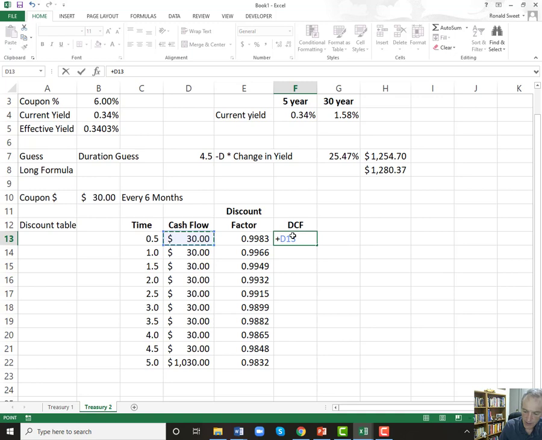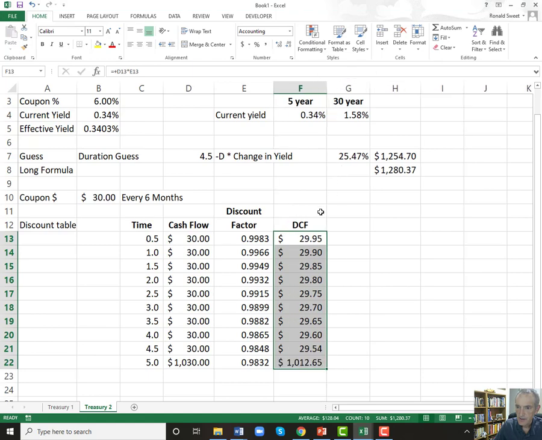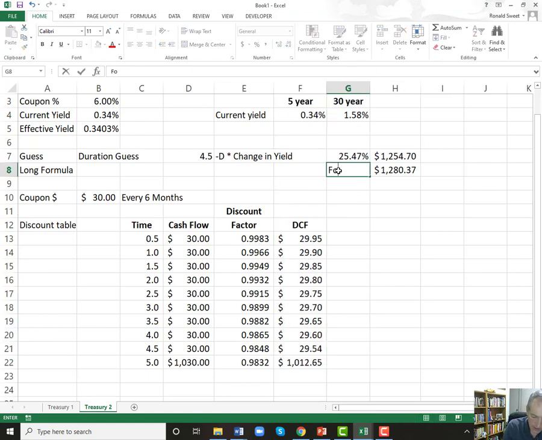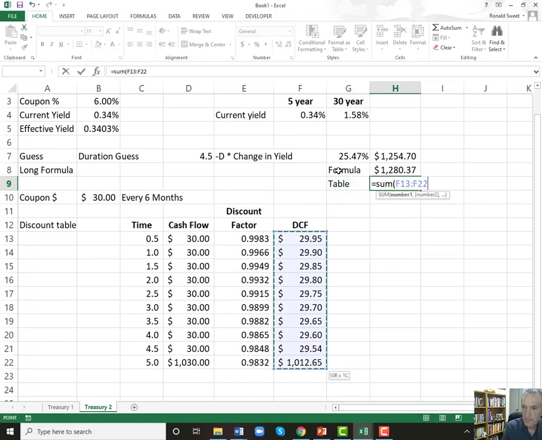So then just multiply across. So $30 6 months from now, when the discount rate's only 0.34%, it's worth only 5 cents less than $30. Essentially the same. And so that gives me a price. So here's the formula. Here's the table. The table, we just take a sum of those discounted cash flows. We get 1280.37. That worked.